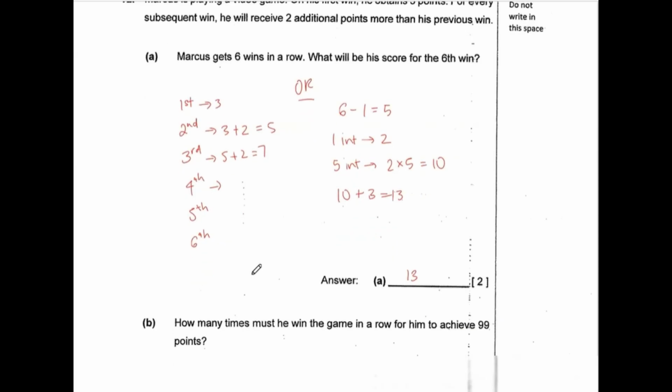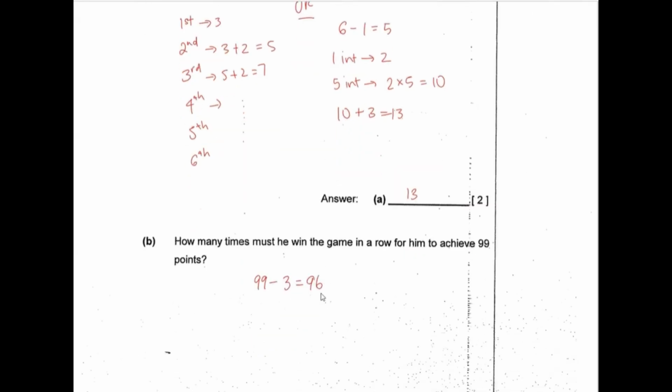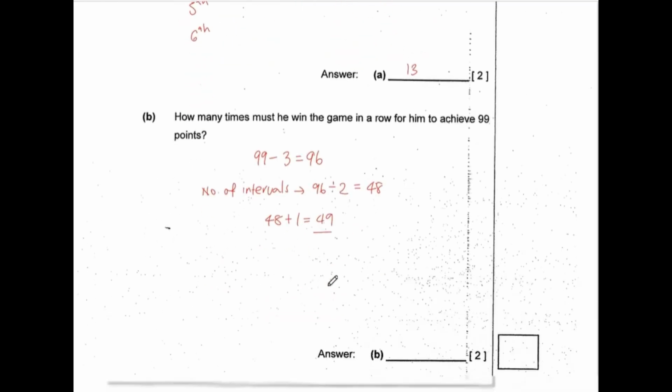For part B, how many times must you win to get 99 points? For this, you have to use the interval method. So you take 99, minus off the first win, which is 3, you get 96. So the number of intervals will be 96 divided by 2, since every interval is an increment of 2 points, which is 48 intervals. The number of times you win is plus 1. So the answer is 49 times.